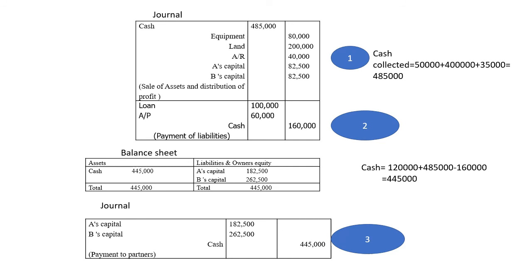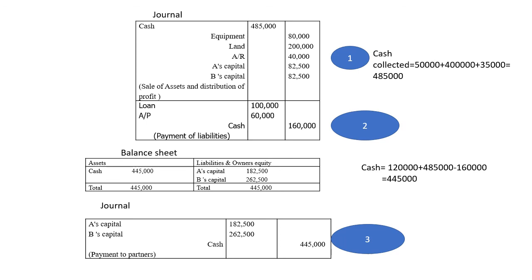The next step in liquidation is to repay the liabilities. We have two liabilities: the loan, which was 100,000, and accounts payable, 60,000. Closing a liability makes the liability debit. You know, liabilities are created on the credit side while closed on the debit side. So this journal entry is to close the liabilities on the debit side and pay cash, 160,000. So cash in this journal is out. You notice in the first one, cash was in: we sold the assets and collected cash. We repay the liabilities, we pay cash. So cash out is credit.